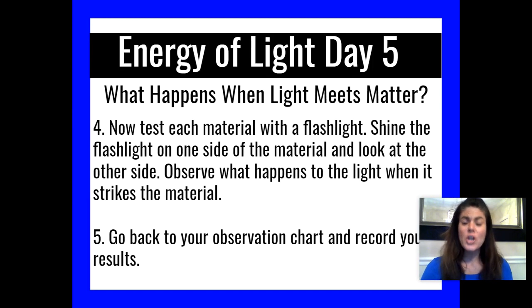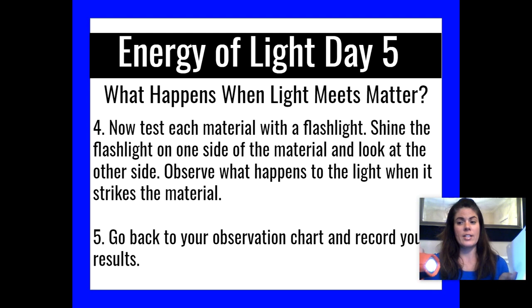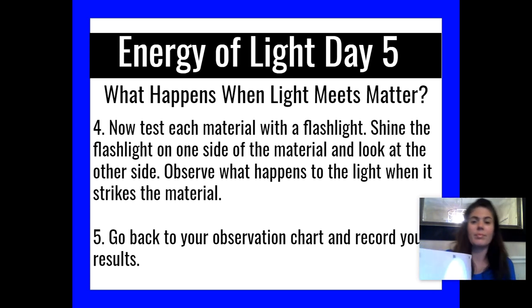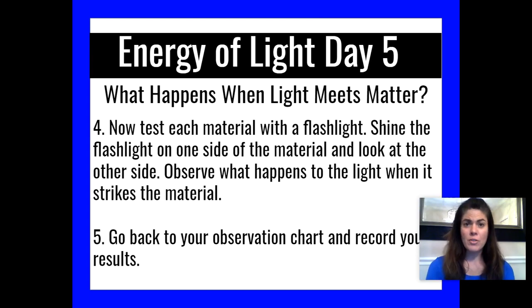Now that you've made your predictions, you're going to test each material with a flashlight. You're going to shine the flashlight on one side of the material and look at the other side. You need to observe what happens to the light when it strikes the material. So you're going to turn your flashlight on, take your material, shine the flashlight at it, and look at the other side to see what happens to the light. After you test the materials, you're going to go back to your observation chart and record your results. I recommend recording your results as you test each material so you do not forget what you were testing at the beginning of the experiment and you forget it by the end.